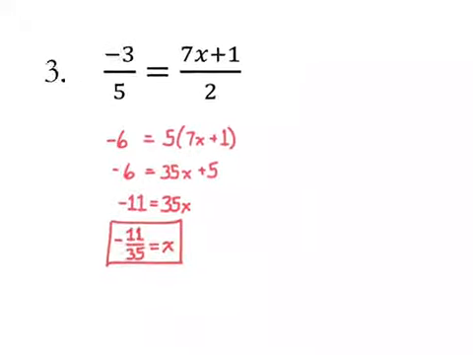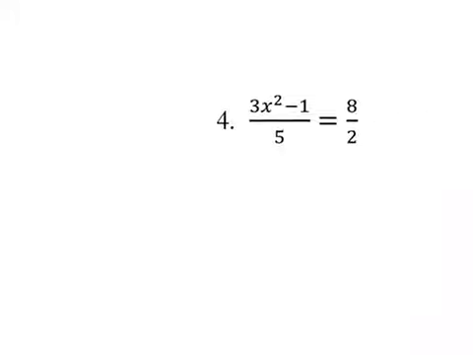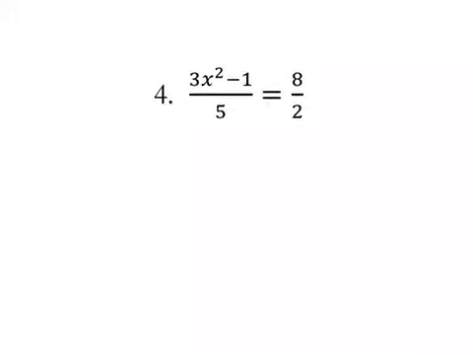Okay, let's move on to 4. And 4 has 3x squared minus 1 in the numerator. We're still going to distribute, and then we'll use some of those ideas that we use when we solve some of those nonlinear equations. So let's set this up. We'll go ahead and cross multiply and then see if we can figure out what x is equal to.